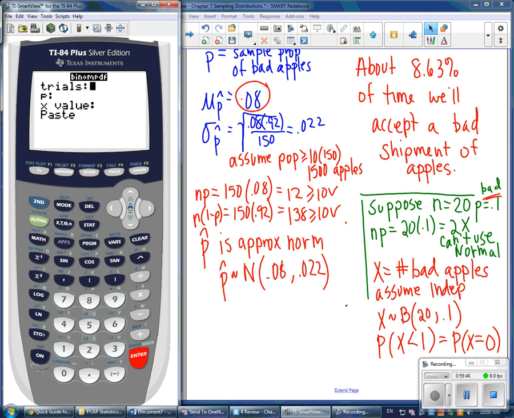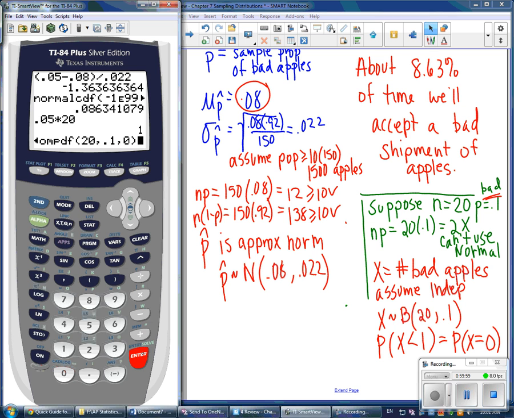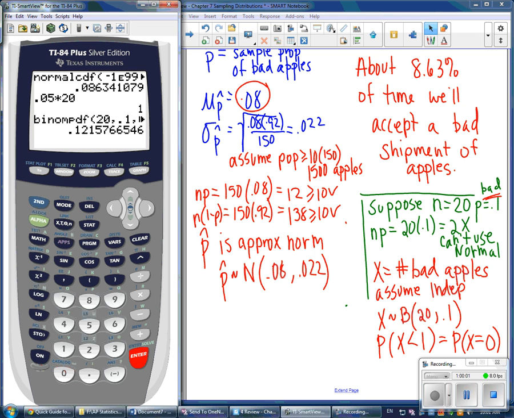And remember, we enter our n value first. In this case, it was 20. Our p-value in this case is 10%. Remember, I changed it. The x value that I'm interested in is 0. And if I find the probability, it would be about 12% of the time I would be accepting a bad shipment of apples.